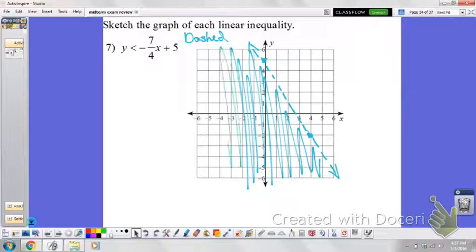Again, if you are not sure, you can always use the test point. The best test point to use, as long as that is not in your line, is 0, 0. So if I substitute 0, 0 into my inequality, it should give me a true statement.